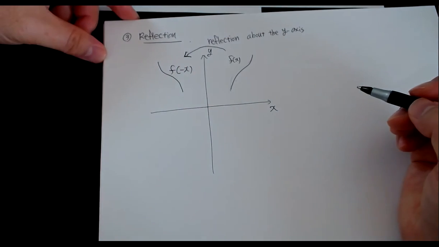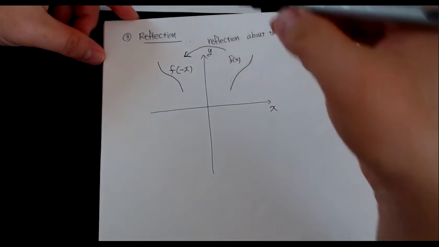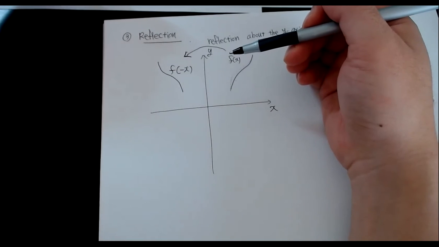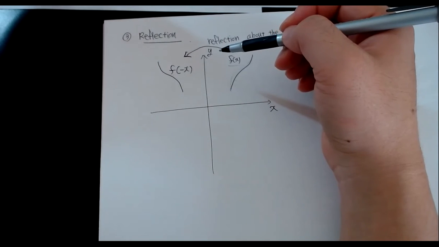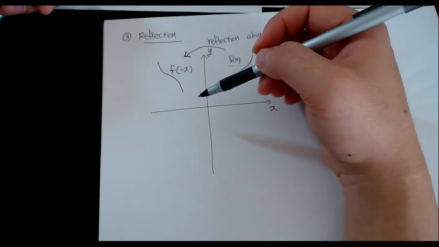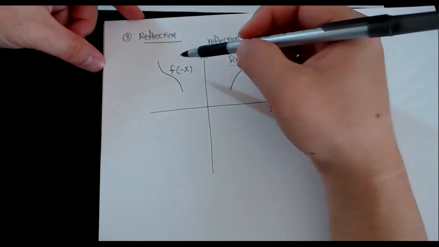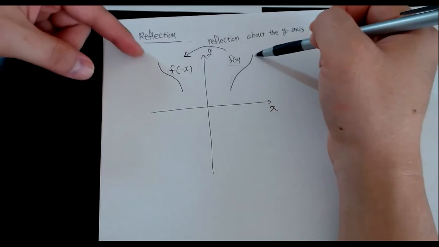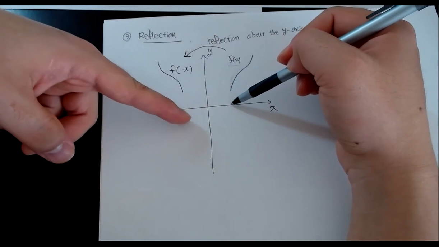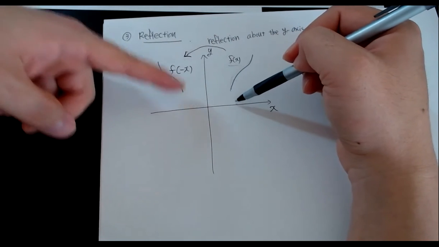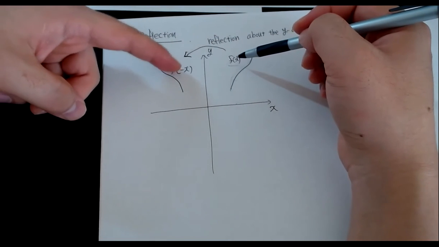It makes sense. You see, the only thing that changes from f of x to f of negative x is the x value, right? Because the sign of the x value will be opposite, with the same y value. These two graphs have the same y value, but the sign of their x values is different, positive and negative. That's why we replace x by negative x.